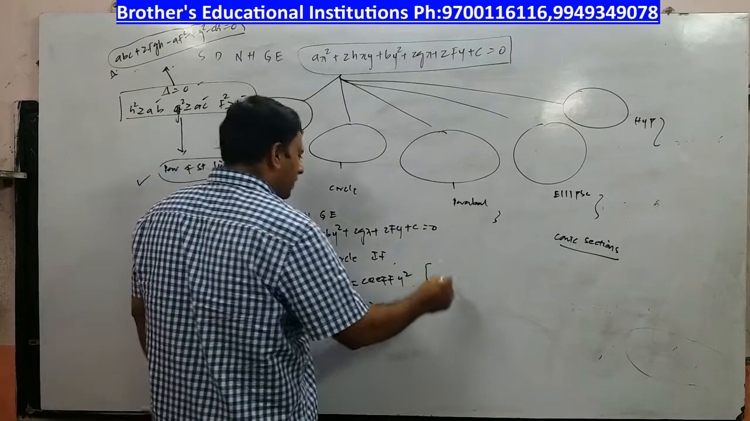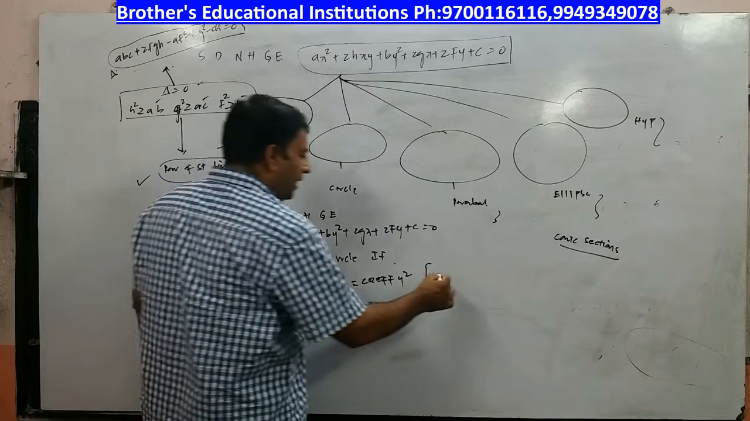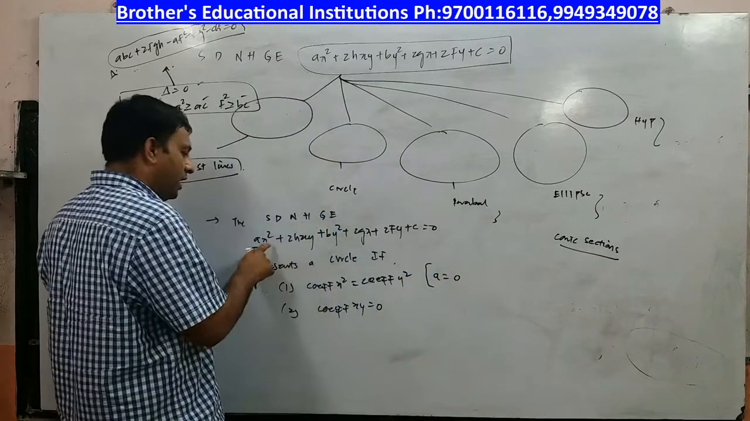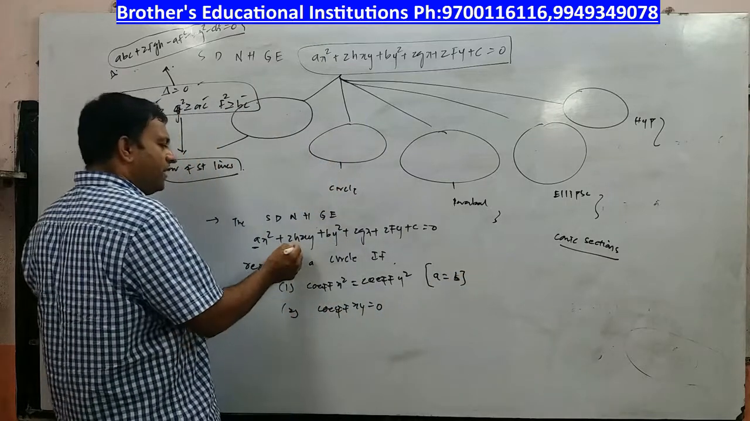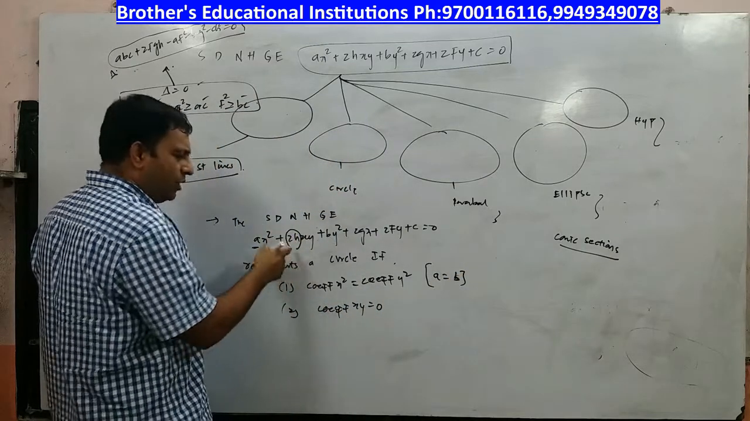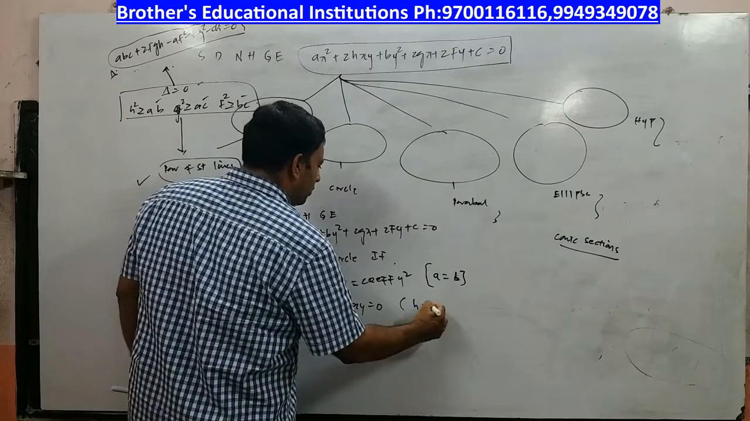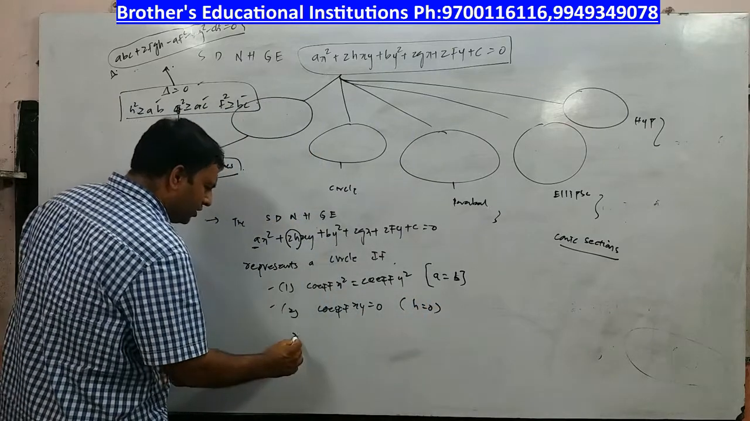Now what is coefficient of x square? Coefficient of x square is a. What is the coefficient of y square? b. Now what is the coefficient of xy? Coefficient of xy is 2h. 2 can't be 0, so you will write in brackets h is equal to 0. These two are the primary conditions.